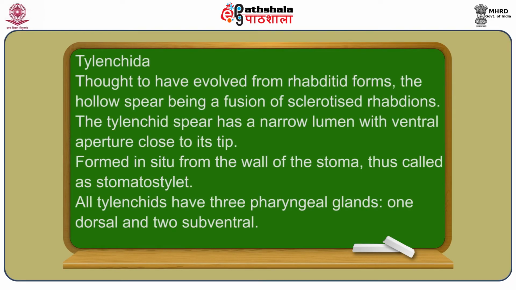Tylenchida are thought to have evolved from rhabditid forms, the holostyle being a fusion of sclerotized rhabdions. The tylenchid stylet has a narrow lumen with a ventral aperture close to its tip, and because it is formed in situ from the wall of the stoma, it is called stomatostylate. All tylenchids have 3 pharyngeal glands, one dorsal and 2 subventral.